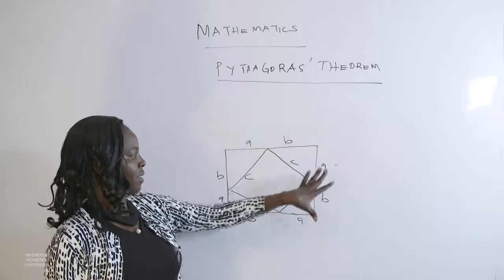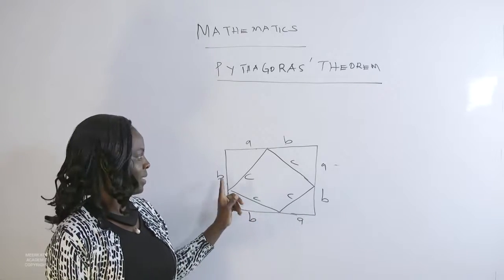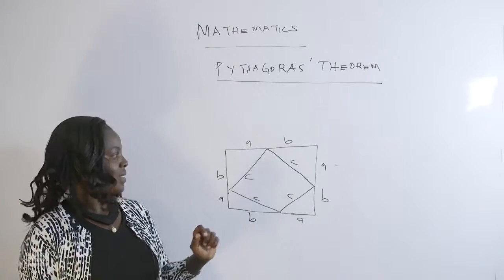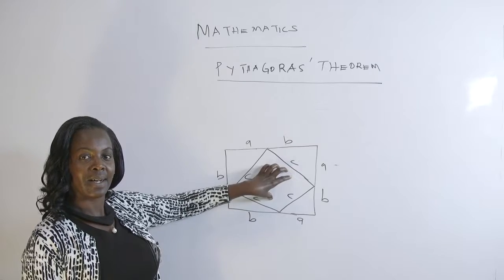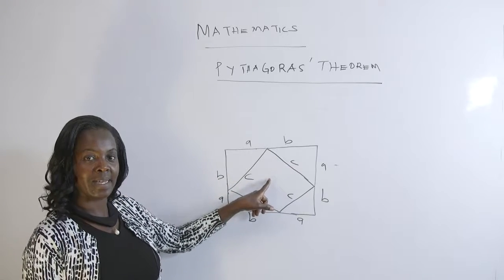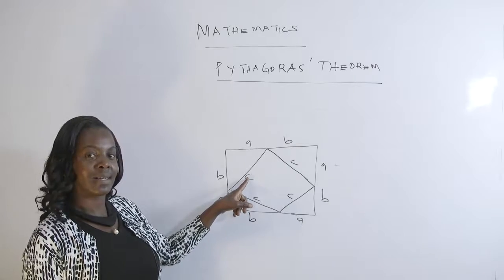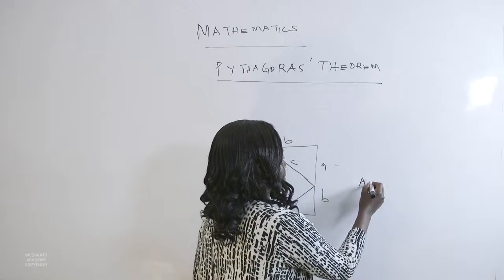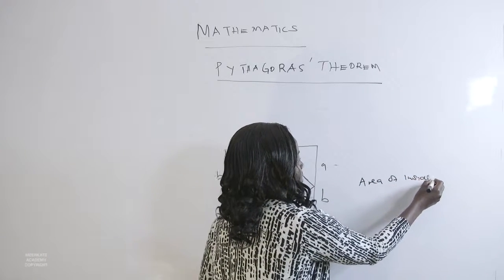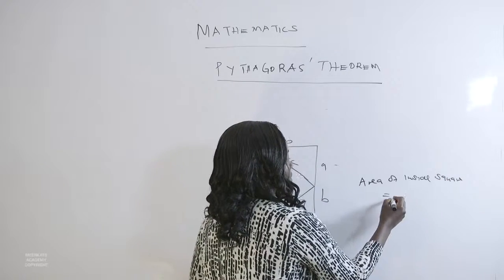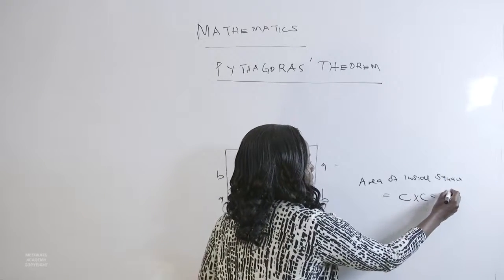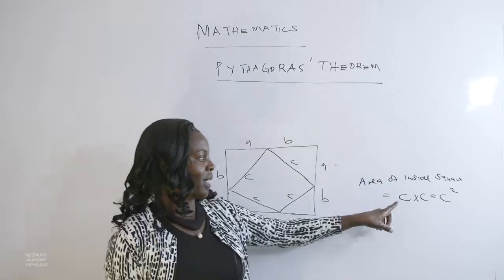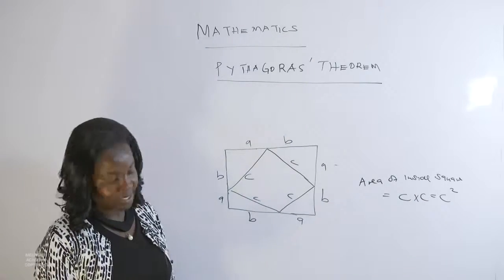So we have a larger square outside, and then we have another smaller square inside. So let's look at how to calculate the area of the square inside. Its side measures C. So the area of the square inside is given by C times C, which is C squared.